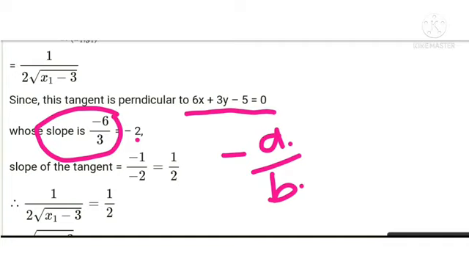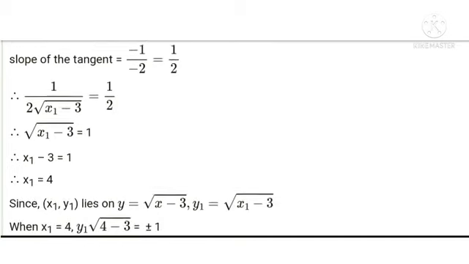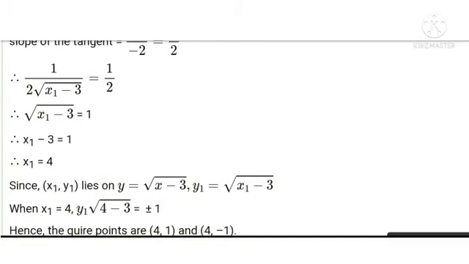Therefore, the slope of the tangent is minus 1 by the slope, that is minus 1 by minus 2. We get 1 by 2. Okay, so this is the slope. These two are equal: 1 by 2 root x1 minus 3 is equal to 1 by 2. Now you find the value of x1 from this. 2 gets cancelled. So we get root x1 minus 3 is equal to 1. Squaring both sides, x1 minus 3 is equal to 1. Therefore, we get x1 is equal to 4.